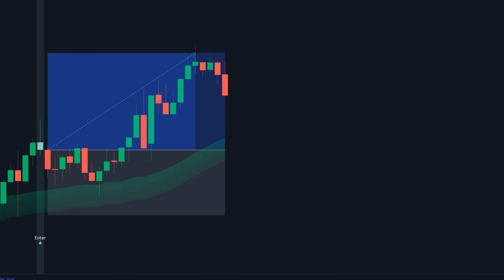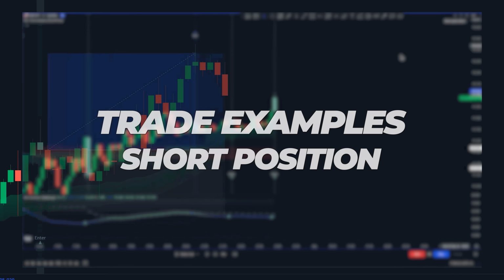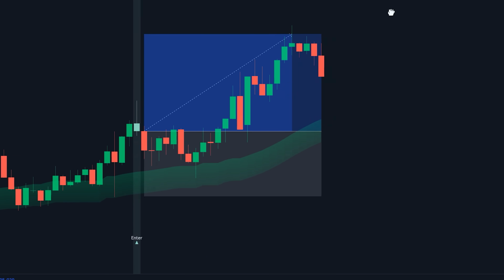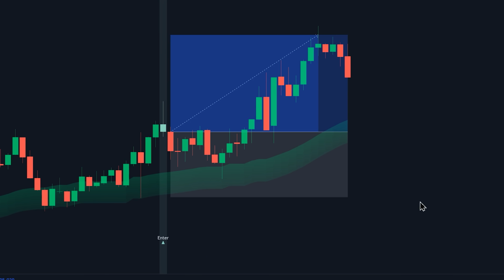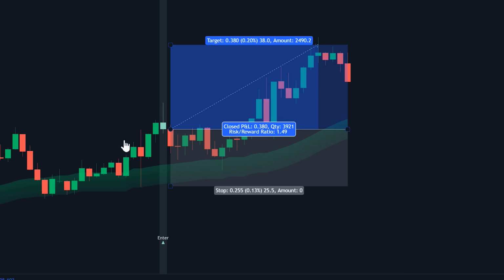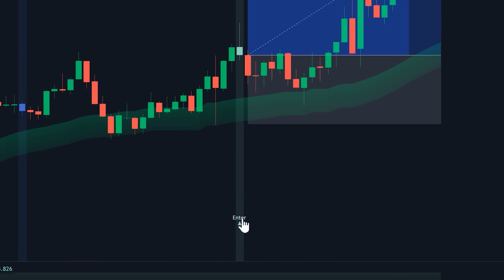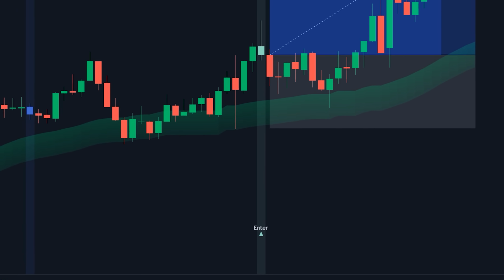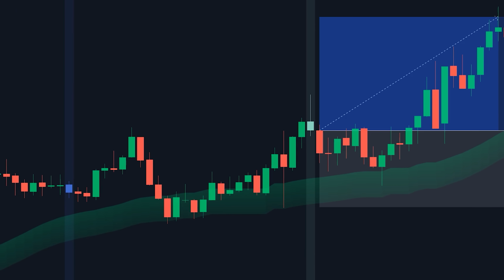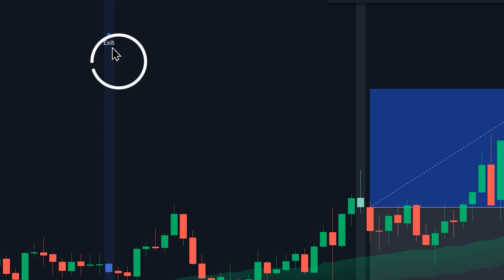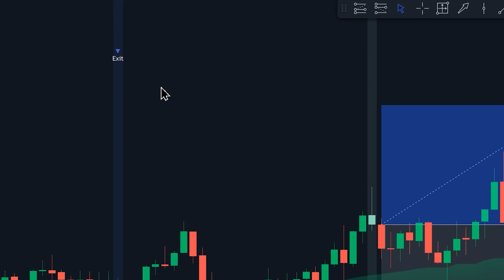Now, if you were wondering how to take a short position with this strategy, well, do not be worried because it's basically going to be the opposite of everything we did for these long positions. But of course, instead of using the enter signal to take a short position, we're going to be using the opposite of enter, which for this indicator happens to be exit. So we're going to be entering short positions whenever this indicator says exit. Let me show you an example.